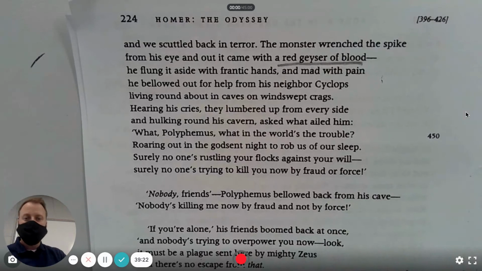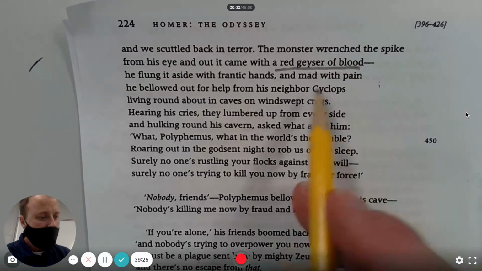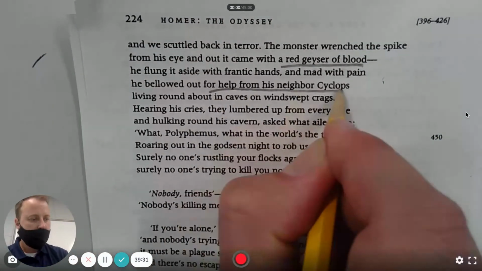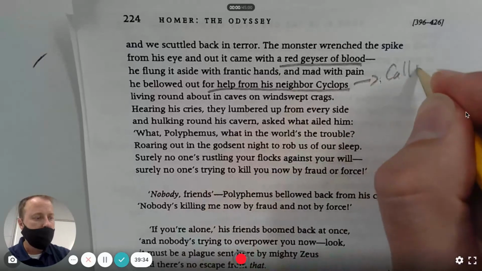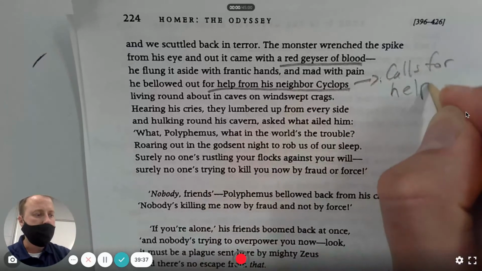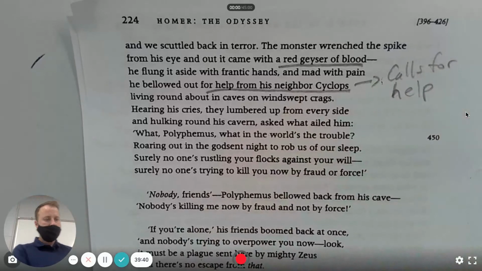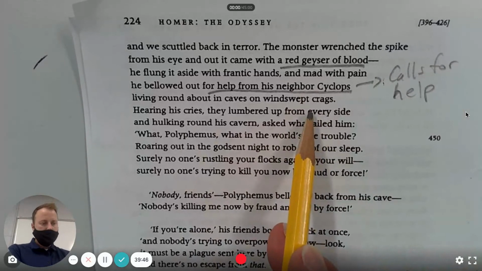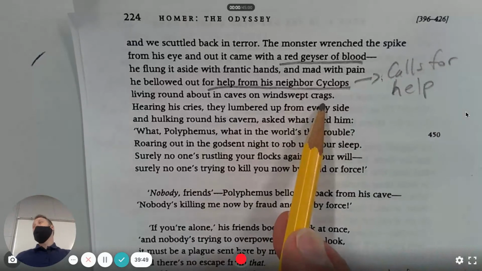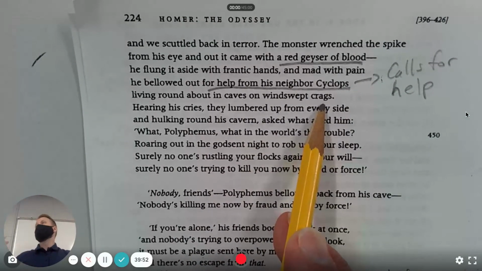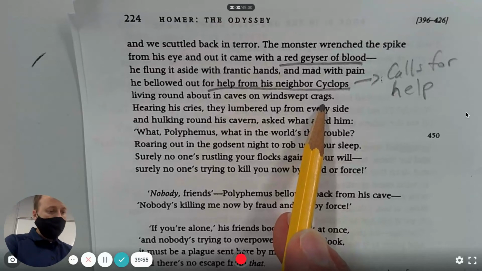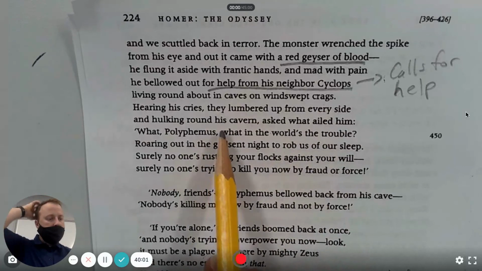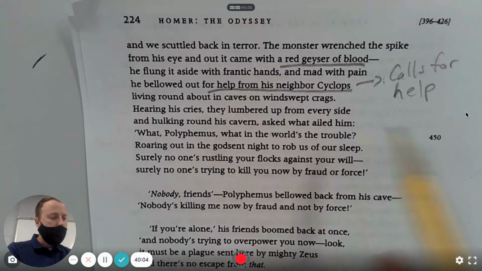"He flung it aside with frantic hands, and mad with pain, he bellowed out for help from his neighbors." So he calls for help from the other Cyclops. "Living around about in the caves on the windswept crags." So he does have neighbors. So this isn't good. You don't want an army of Cyclopses coming for you, trying to attack you. "Hear his cries, they lumbered up from every side, and hulking round his cavern, asked what ailed him." So what's wrong, they say.